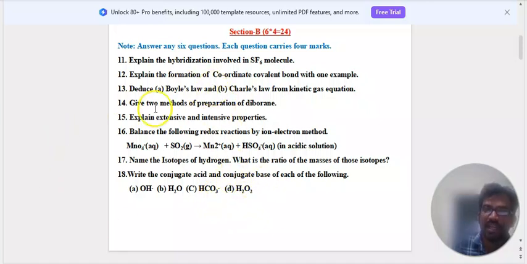This is the section B. Total 8 questions. You need to attempt only 6 questions. Each question carries 4 marks. So total is 24.